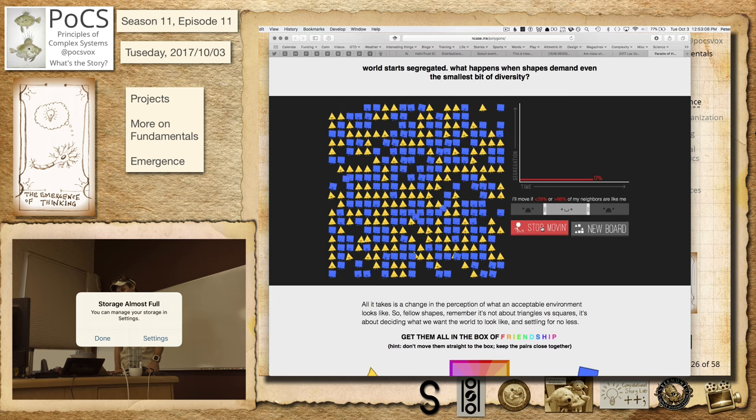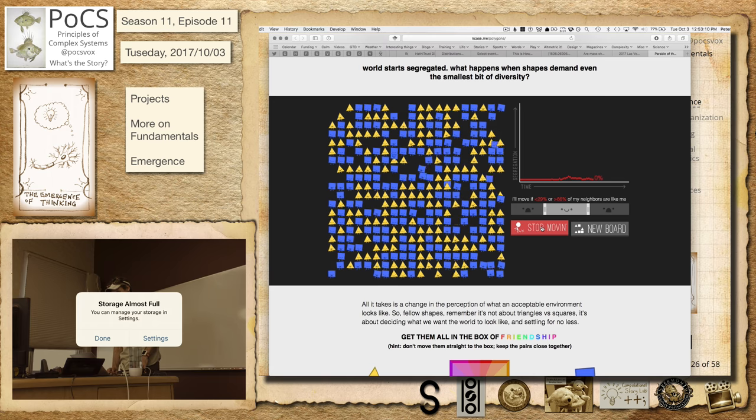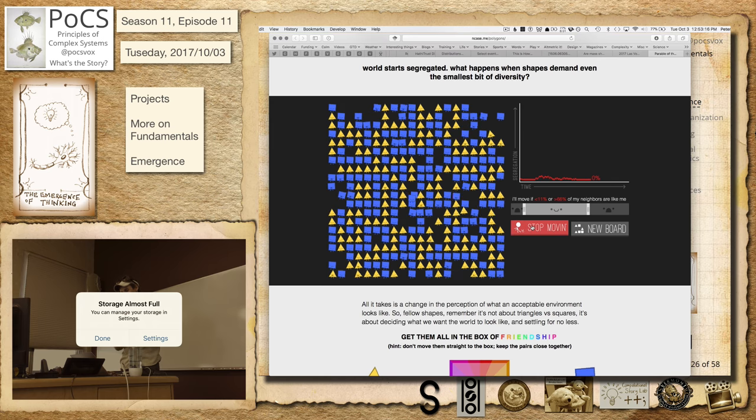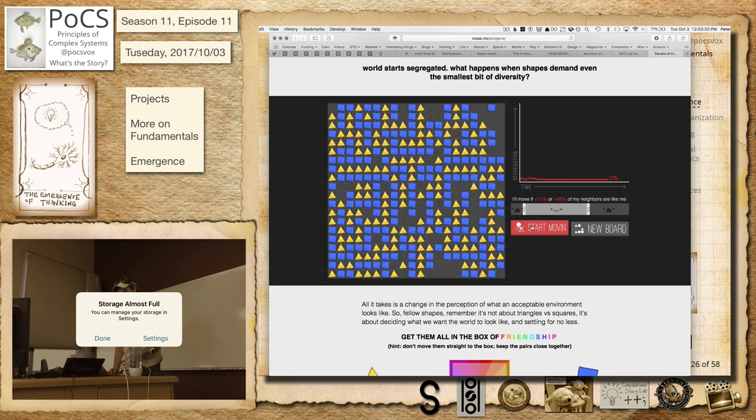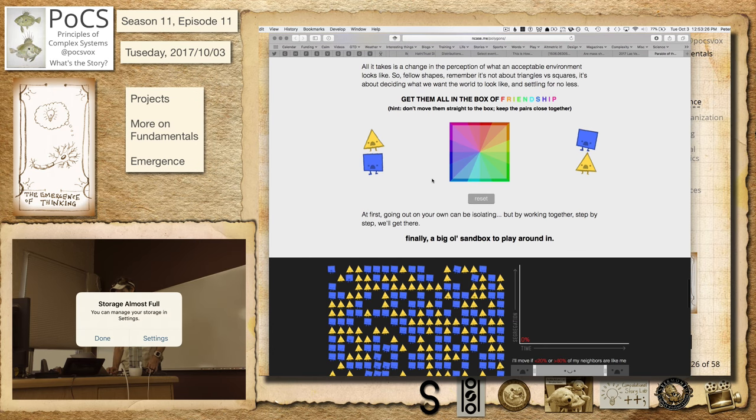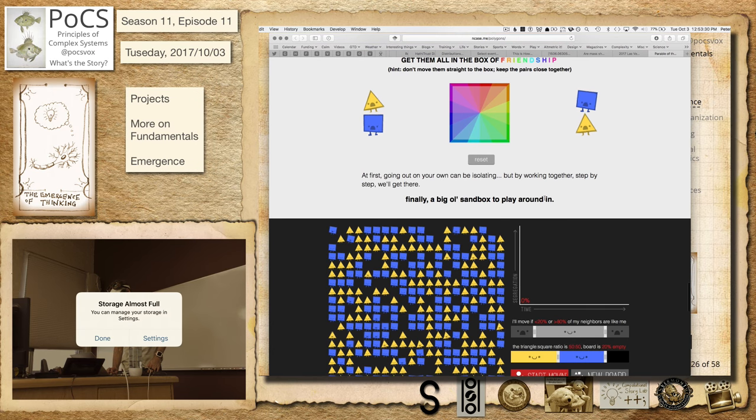This is a much more complicated dynamic. You can always make it more stable like this, but now they don't want to be, now they want diversity, right? They want some diversity. So they end up being a little more diverse. Then this, you can do this later on, get them all in the big box of friendship. It's a little weird because you have to kind of just move them slowly together. But you could strand them. That was stuck. That was weird.